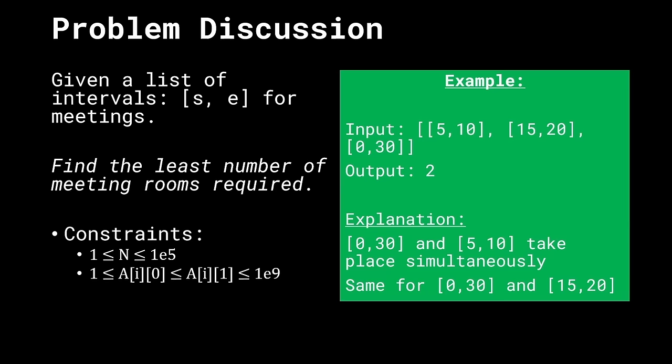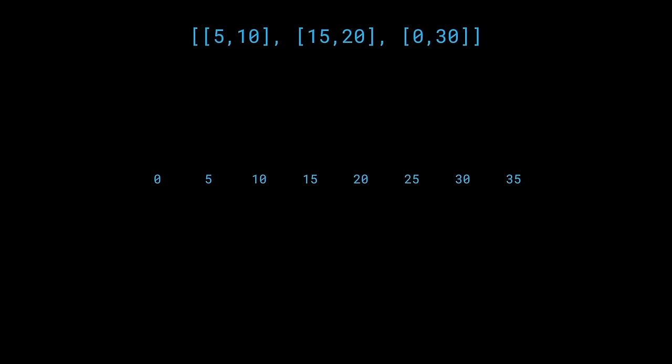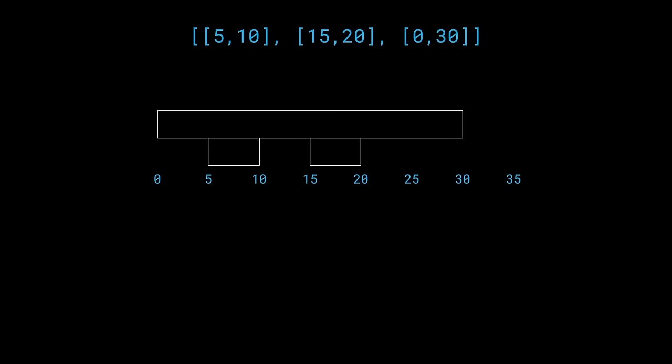All right, let's go ahead and expand upon this example and try to work out how we actually got to a solution and simulate what is going to happen. So now what I'm going to do is create these meetings. We have one meeting from 5 to 10, another meeting from 15 to 20, and a third meeting from 0 to 30.